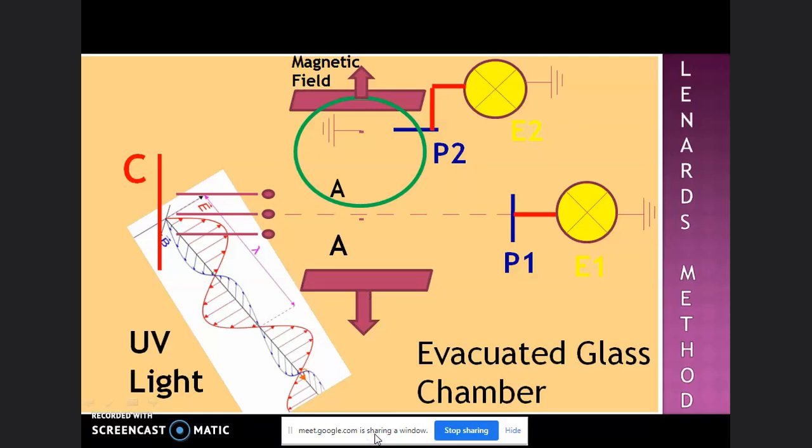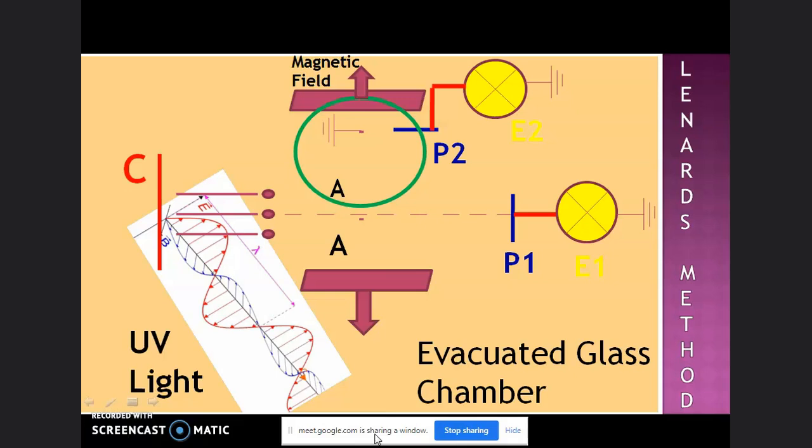So this is our Lenard's method. First we will see the principle. This Lenard's method is based on the principle of photoelectric emission, which we already know. When UV light is incident on a metal surface kept at a negative terminal, then electrons are ejected if the incident light has a frequency above the threshold frequency. Then electrons are ejected through the cathode terminal. So Lenard's method is based on the same principle.